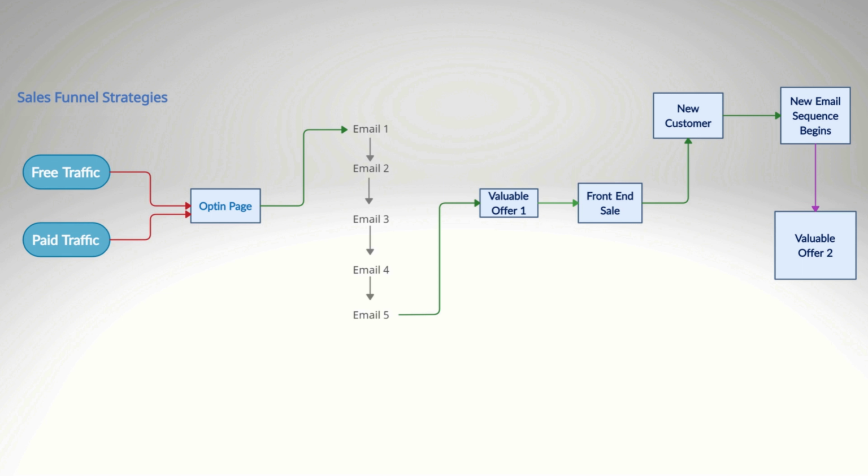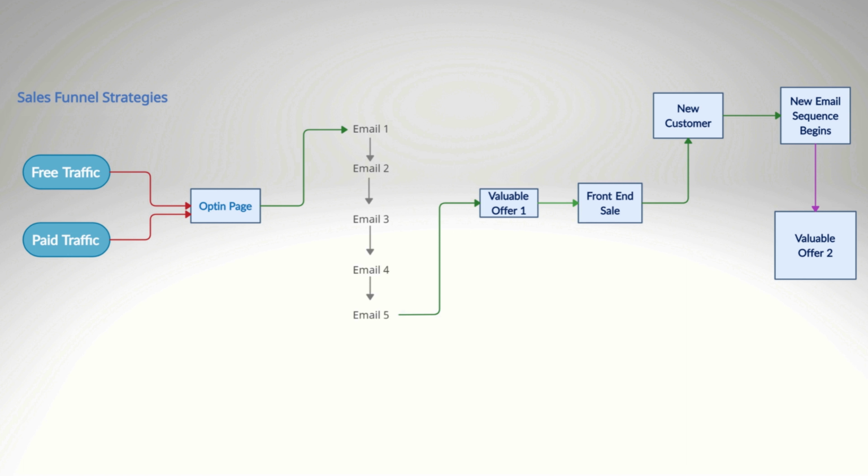In this part of the sales funnel strategies or sequence, I just want to break it down further. If you notice on the left-hand side, you'll see free traffic and paid traffic. Basically, any online traffic that you generate, you need to send it someplace. In this case, it's going to be sent to an opt-in page in exchange for the person's name and email address. Of course, you're going to provide a valuable piece of information.